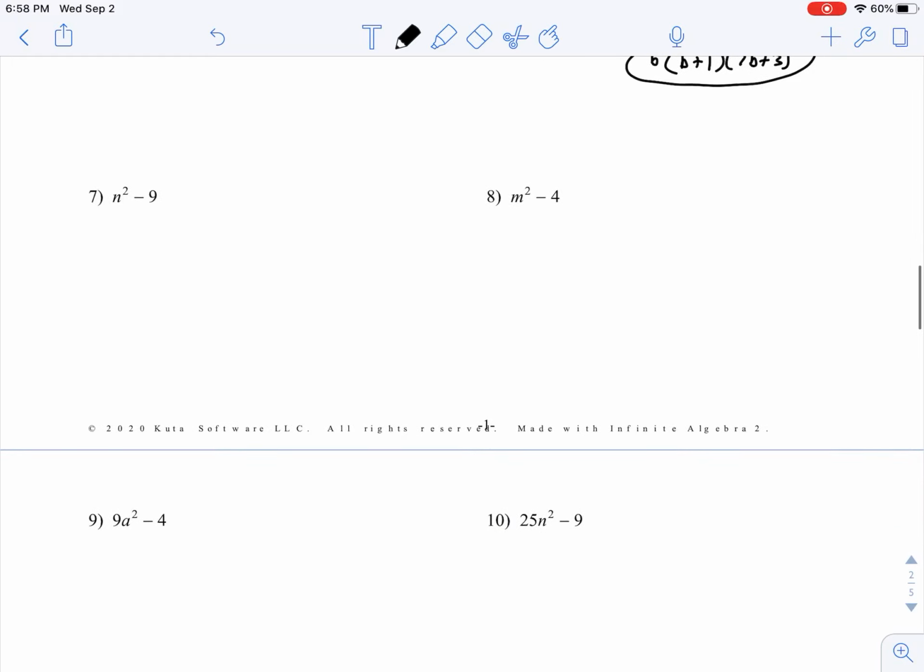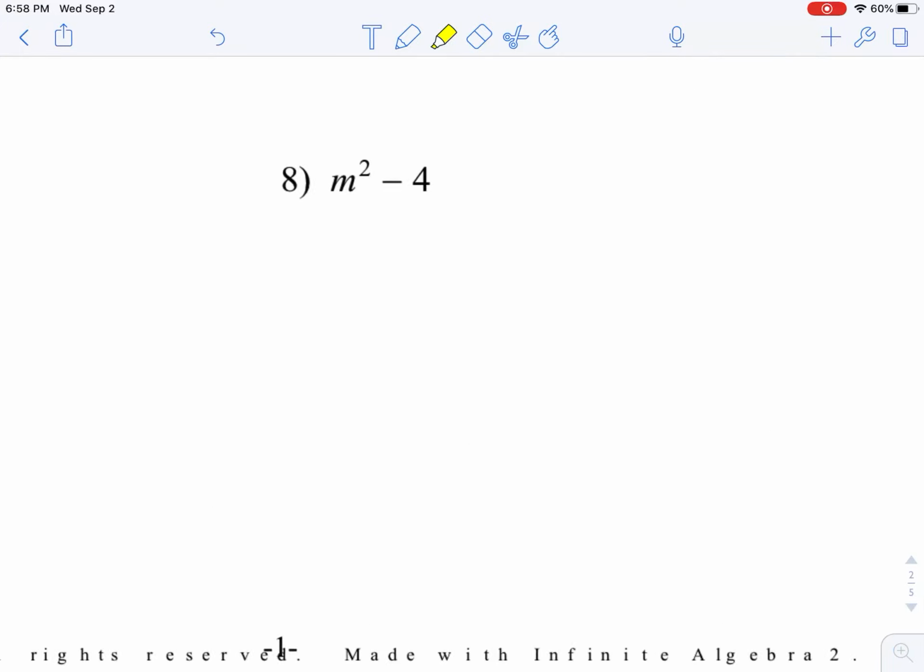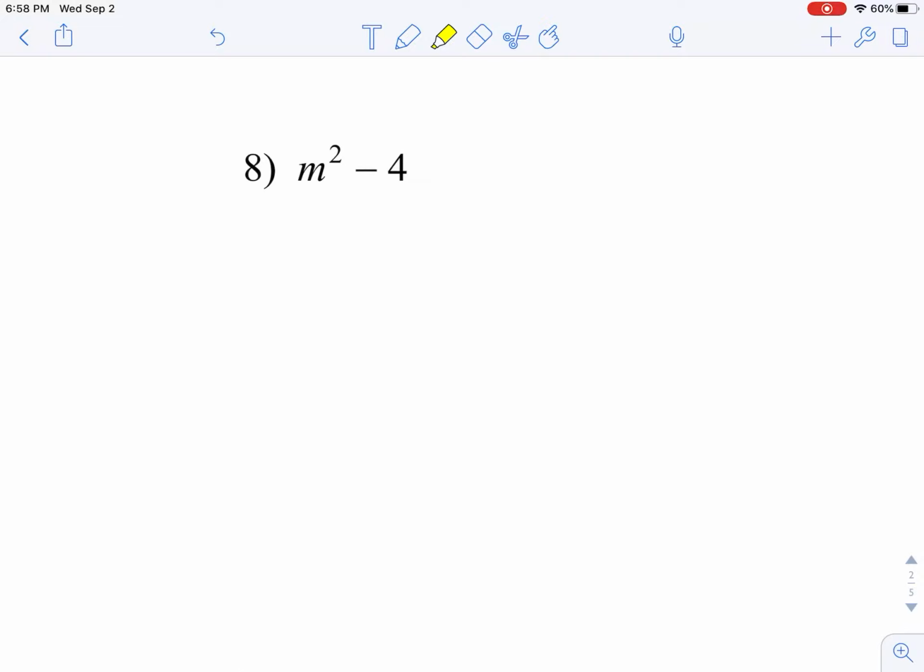Next, number 8. This is not a trinomial. There are not 3 terms. There is a way to factor it like a trinomial if you write it like this. But most people don't do it that way. I'm going to do it the most common way. This is referred to as a difference of squares. Difference means minus.